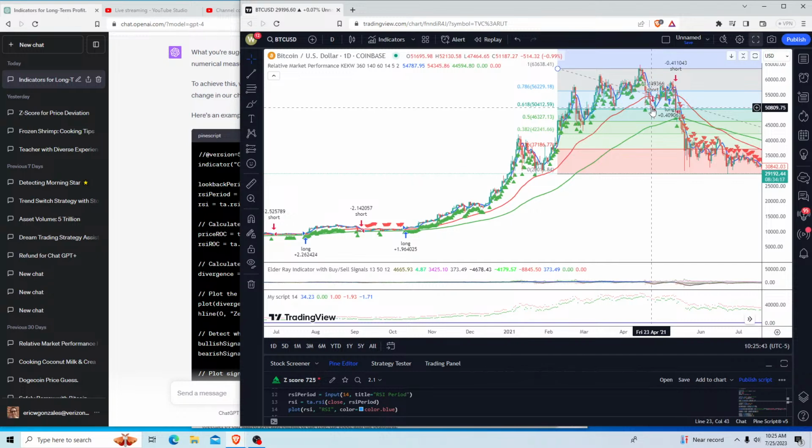So we have the price, which is essentially in physics the position, right? And then we have the moving average, which is the velocity. It represents the rate of change in position, kind of.